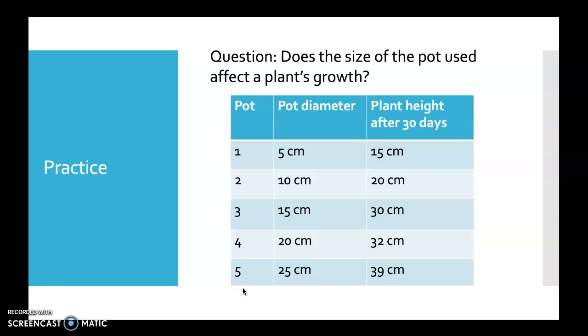Imagine you have this as your question: does the size of the pot used affect a plant's growth? And you have planted some plants and you're recording their height after 30 days of growth, and these are the results that you have. So go ahead and pause the video and try to complete a CER for the question, does the size of the pot used affect a plant's growth? And then we'll go through it piece by piece in just a second. So go ahead and pause the video, and then when you're done, you can go ahead and hit play.